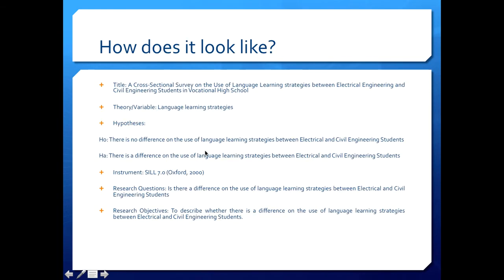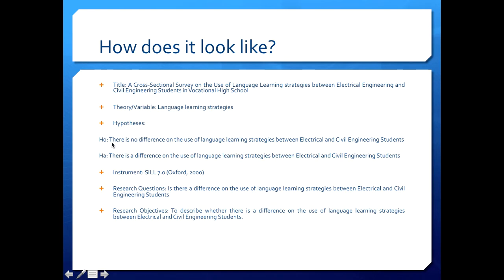So how does it look? For example, the title could be a cross-sectional survey on the use of language learning strategies between electrical engineering and civil engineering students in vocational high school. And then the theory or the variable, because all of them are inseparable, is language learning strategies. So actually this title has only one variable, but it has two populations.